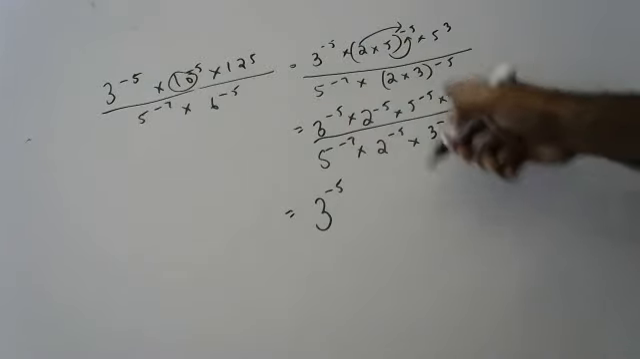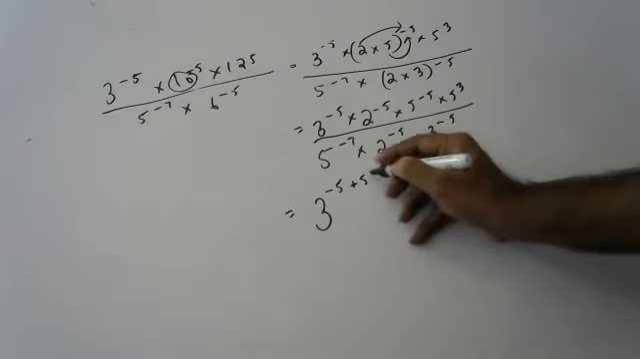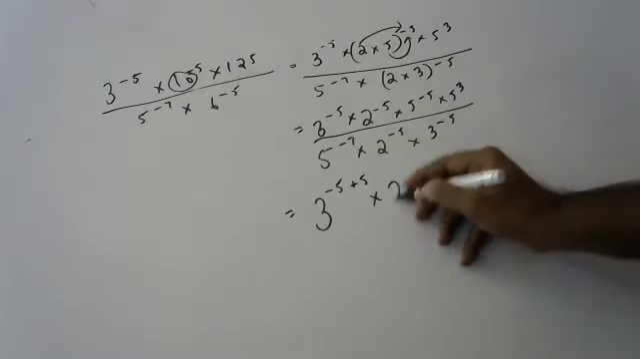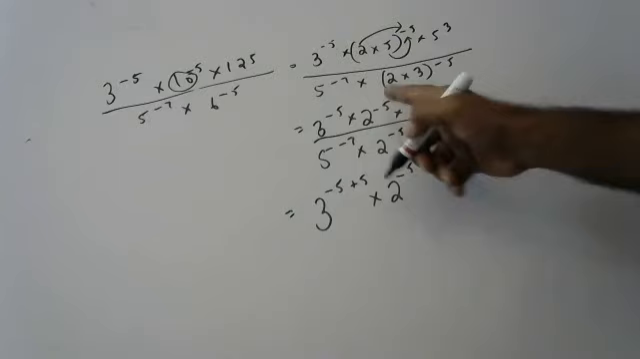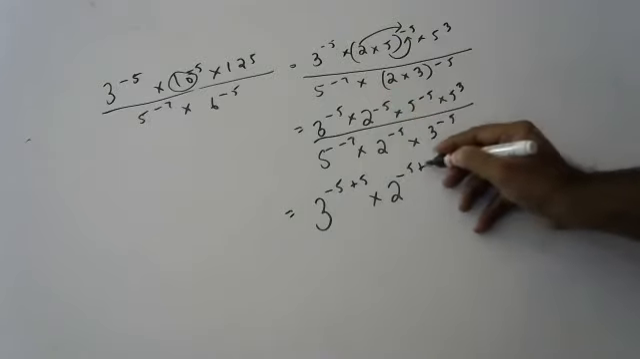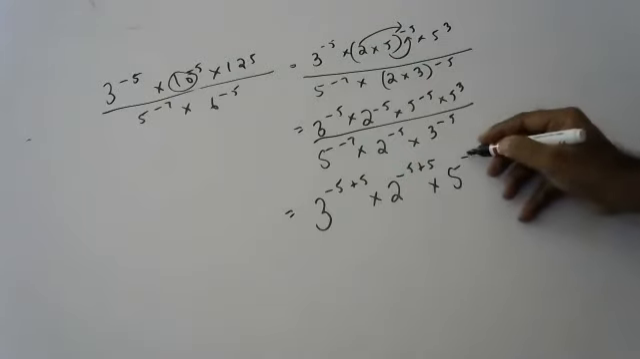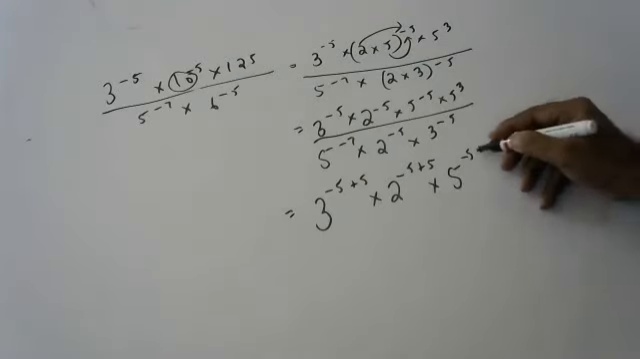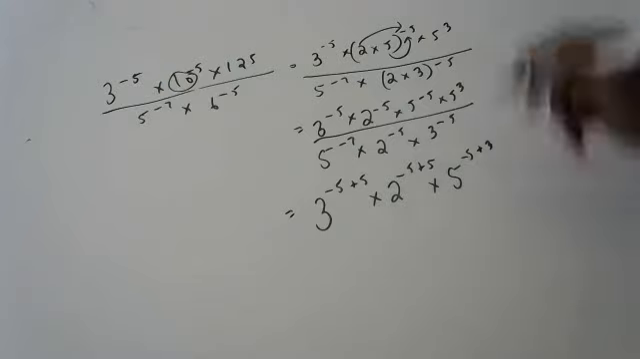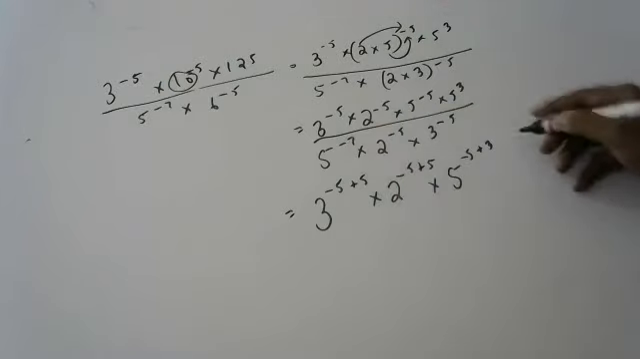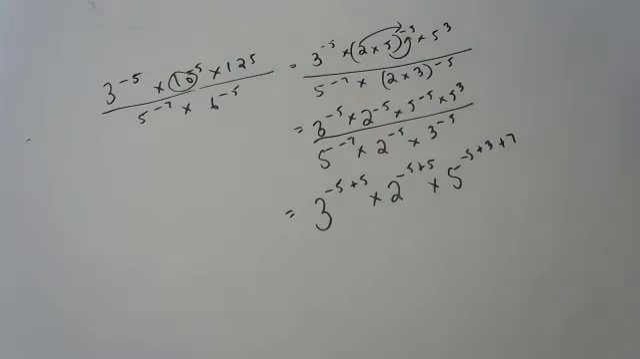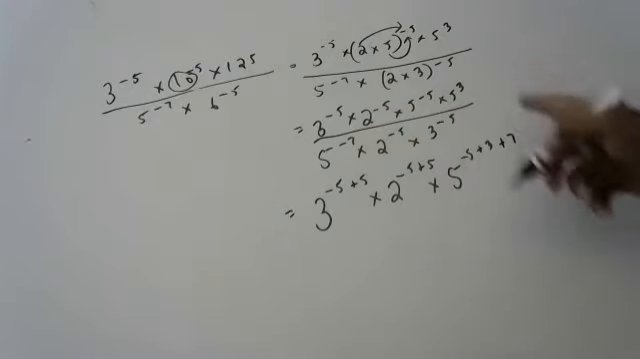If this minus 5 comes up, plus 5. Now let's talk about 2. Minus 5 is there originally. If this minus 5 comes up, plus 5. Let's talk about 5. 5 to the power of minus 5, this is plus 3, because when bases are the same, powers can be added. Minus 7 comes up, plus 7.